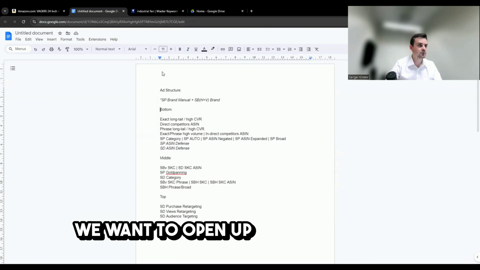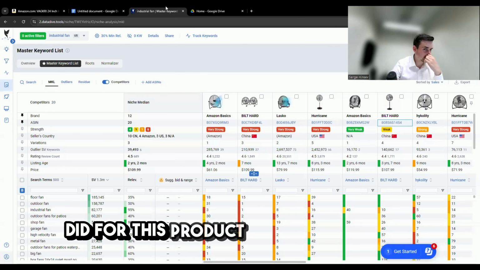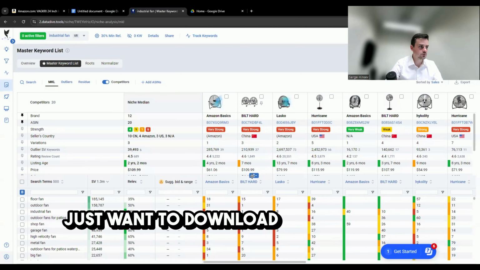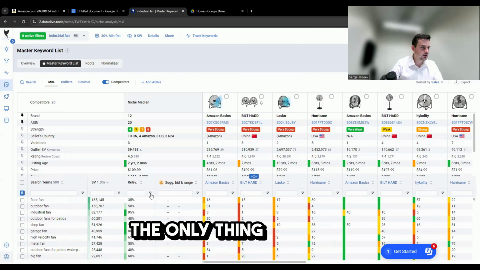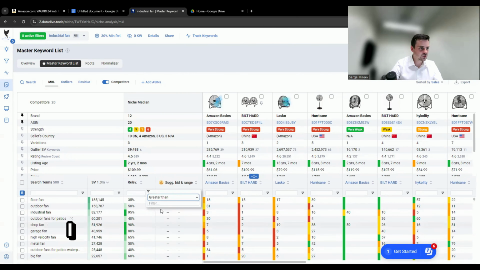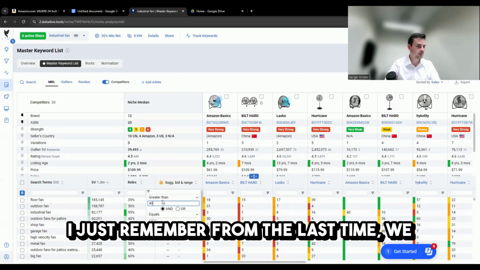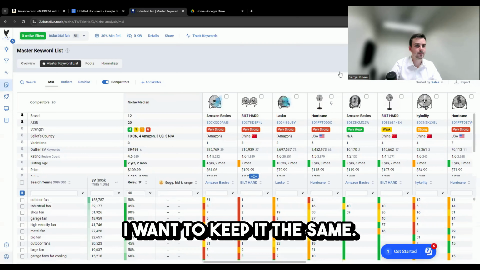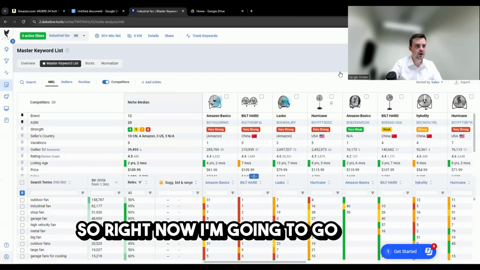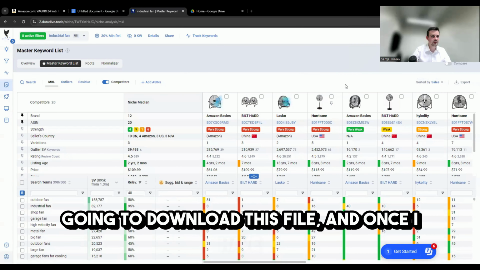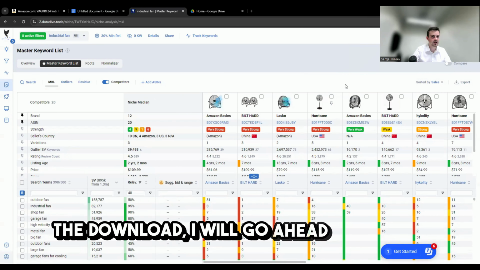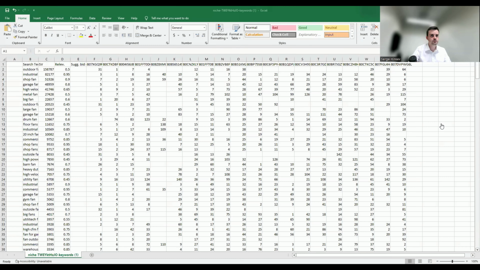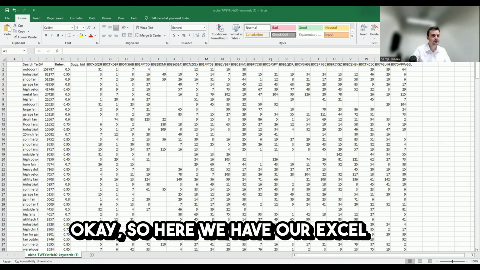We want to open up the dive that we did for this product in the past, and we just want to download our keywords over here. The only thing I want to put here is the relevancy filter. I remember from the last time we identified 40% as our baseline relevancy, and I want to keep it the same. So right now I'm going to download this file. And once I have the download, I will share my screen in Excel, and we're going to continue from there. Okay, so here we have our Excel file.